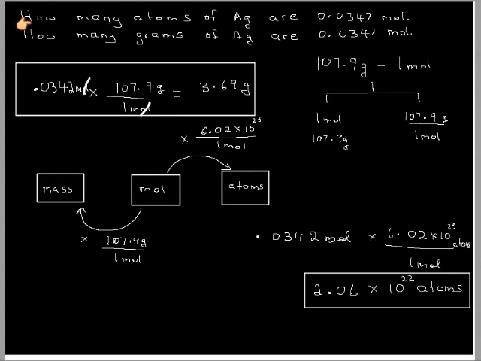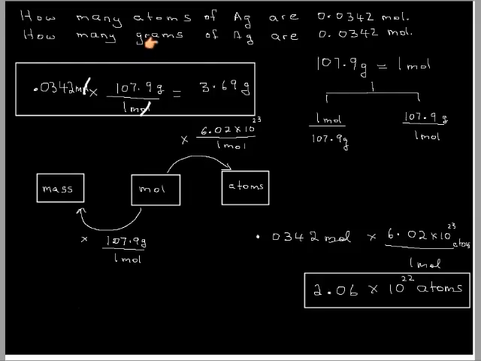Let's consider this problem. How many atoms of silver are present in 0.0342 moles? The second part is how many grams of silver are present in 0.0342 moles. Let's go ahead and look at the second part first. In looking at the periodic table, we discover that silver is 107.9 grams. In other words, 1 mole of silver is 107.9 grams. We typically call this the molar mass. And from there we can create 2 conversion factors.